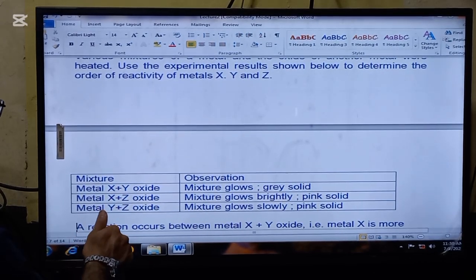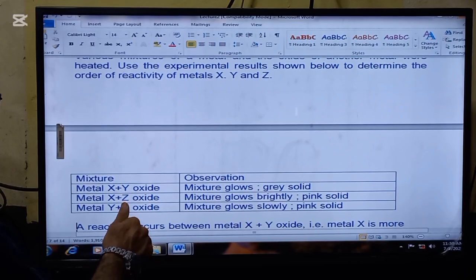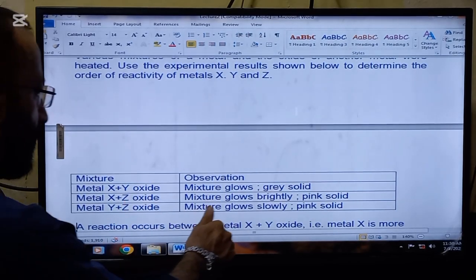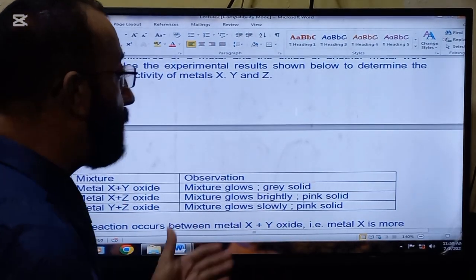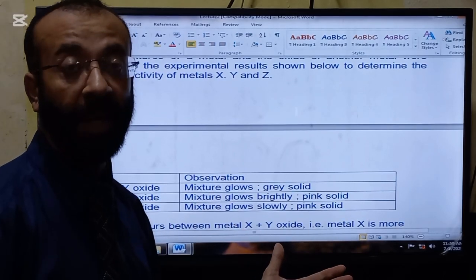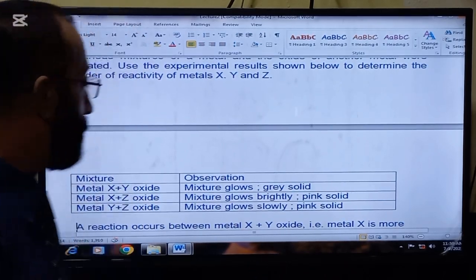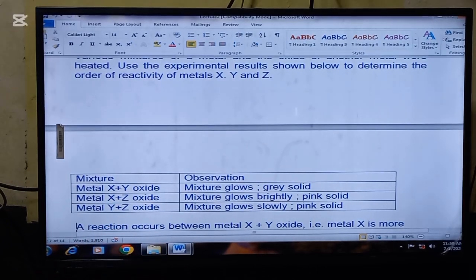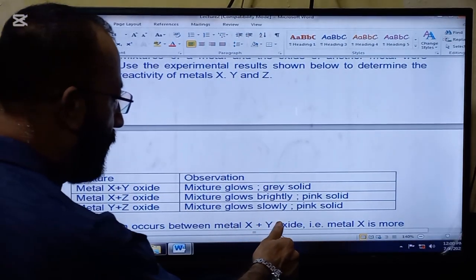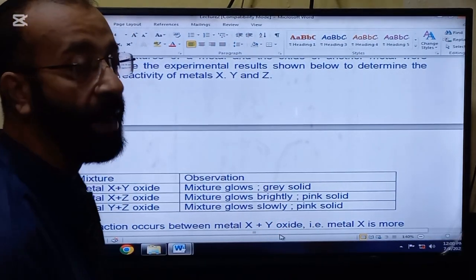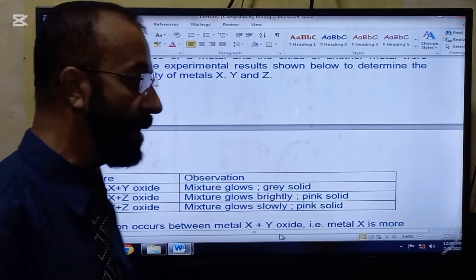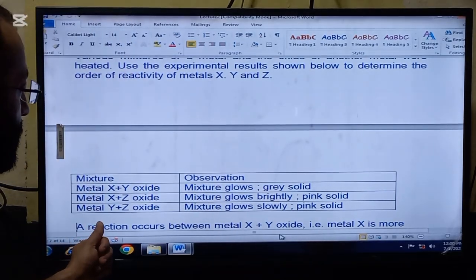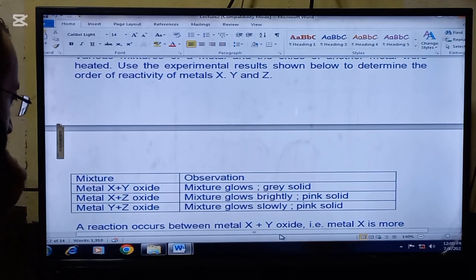And when metal X reacts with the oxide of metal Z, the mixture glows brightly. So it means again a reaction has occurred. So it means X is even more reactive than Z. And when metal Y reacts with the oxide of Z, the mixture glows slowly and a pink solid is formed. It means again a reaction has occurred. So it means Y is more reactive than Z.